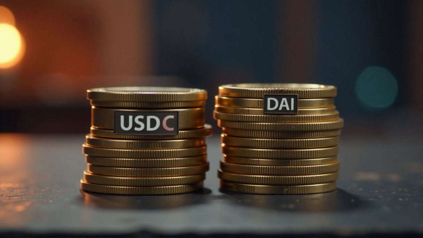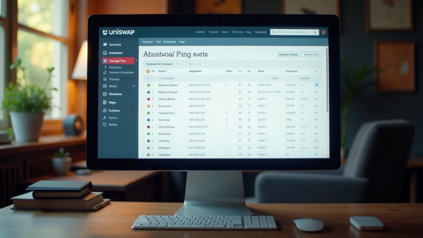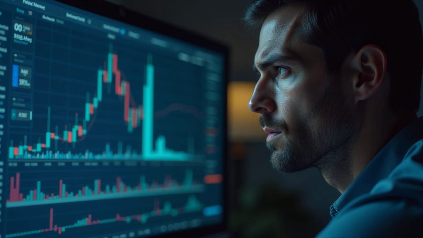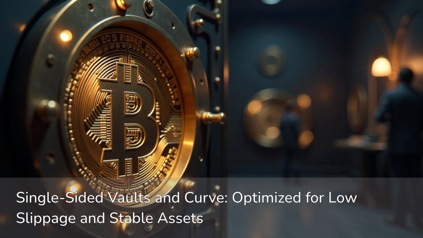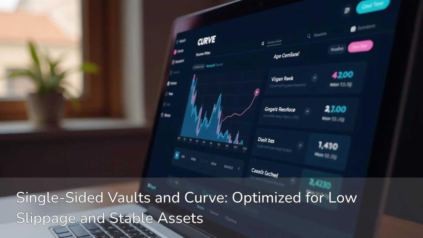So how do you mitigate impermanent loss? There are a few strategies. First, provide liquidity to stable coin pairs, like USDC, DAI. Since both assets are pegged to the dollar, there's minimal volatility between them. Second, look for concentrated liquidity models like Uniswap v3, where you can set custom price ranges. This allows you to control your exposure and maximize fees in specific zones. It's more advanced, but far more efficient if you know what you're doing. Another option is to provide liquidity in single-sided vaults or through platforms like Curve, which are optimized for low slippage and stable assets.